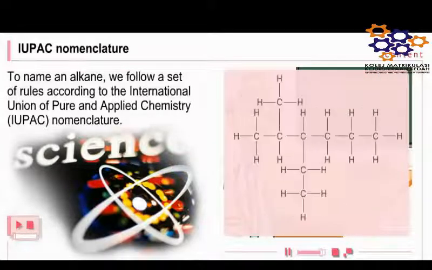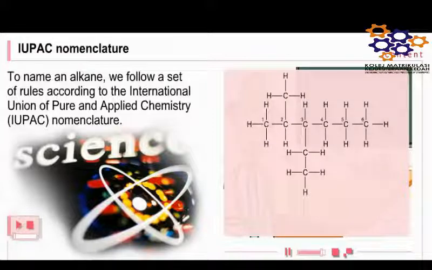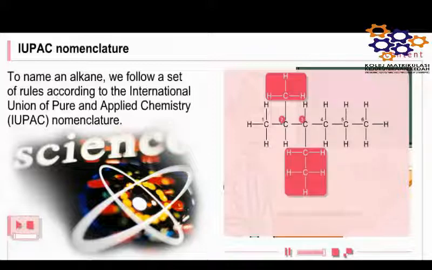and not 2,4,5-trimethylhexane. Fourth rule: if a branched chain alkane contains more than one type of alkyl group, we place them in alphabetical order. Consider the example of an isomer of nonane. The methyl group is attached to carbon 2 and the ethyl group to carbon 3. The name of this isomer of nonane is, in alphabetical order, 3-ethyl-2-methylhexane.